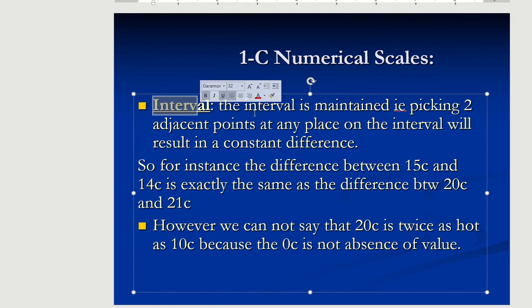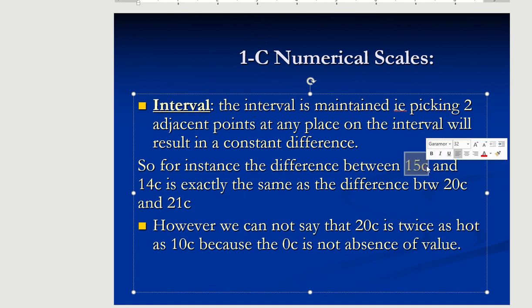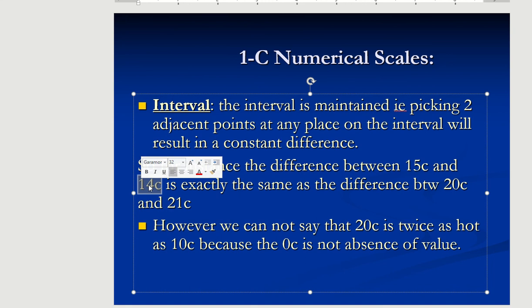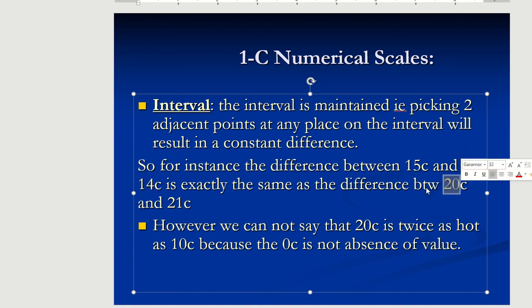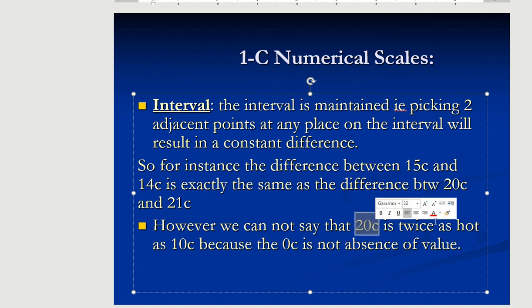Okay, I mentioned that, and the example given here is for temperature. 15 Celsius and 14 Celsius, that difference is exactly the same between 20 Celsius and 21 Celsius. And then we talk about the fact that this is not a ratio because you cannot say that 20 Celsius is twice as hot as 10 Celsius. And the reason behind that is that the zero is not a real zero. Real zero means the zero is absence of value.